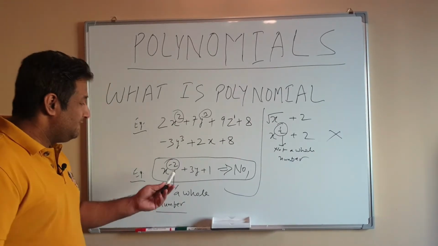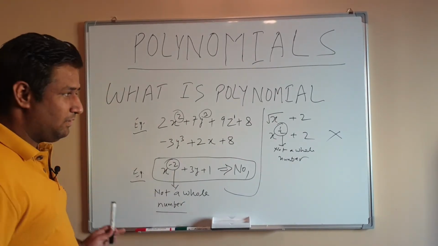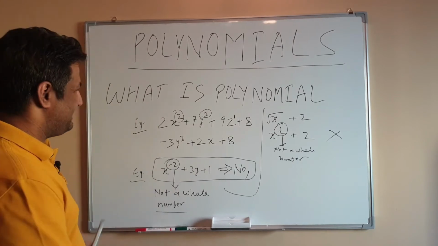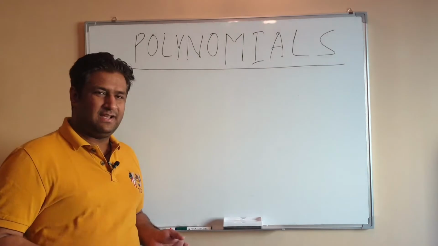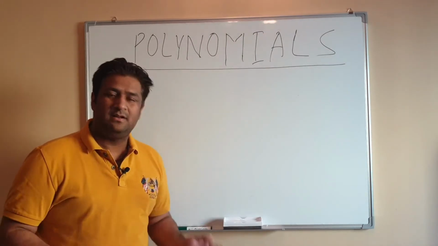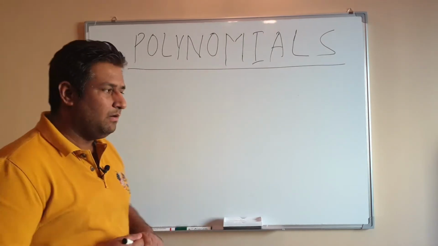Or it cannot be negative also. Okay, so that's what you have to understand and remember. So now basically what we need to study in this chapter is polynomial in one variable.